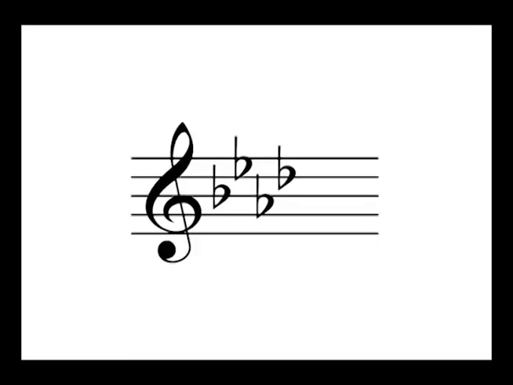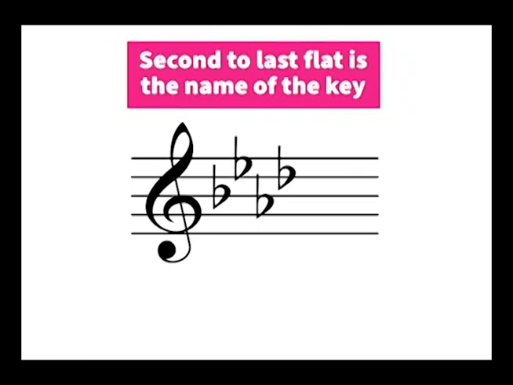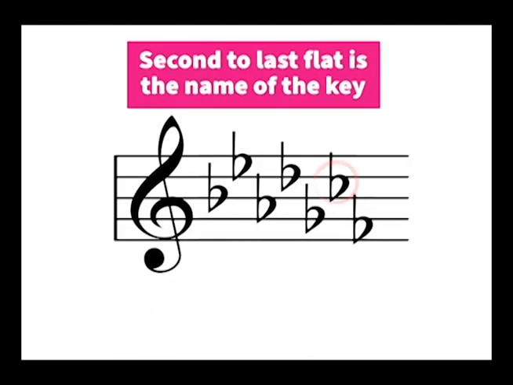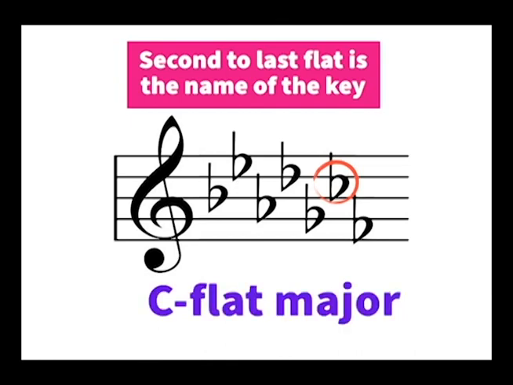When looking at a key signature that contains flats, we follow the rule that the second to last flat is always the name of the key. The second to last flat here is A flat, so that's the name of our major key. Let's look at one more. The second to last flat here is C flat, so again, that's the name of our major key.